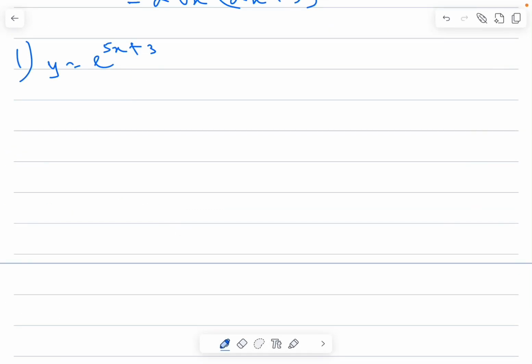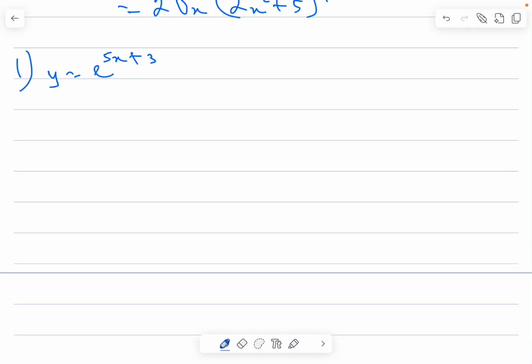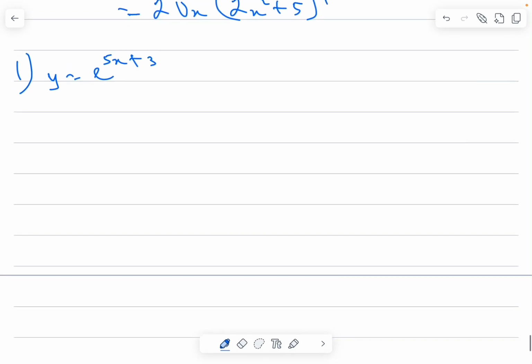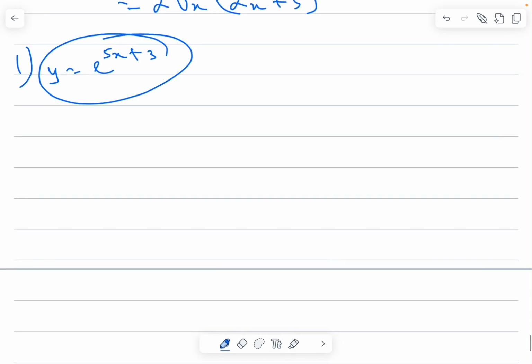Number one says, find d2y/dx² if y equals e raised to power 5x plus 3. That means find the second derivative of y equals e raised to power 5x plus 3. First of all, let's find dy/dx.